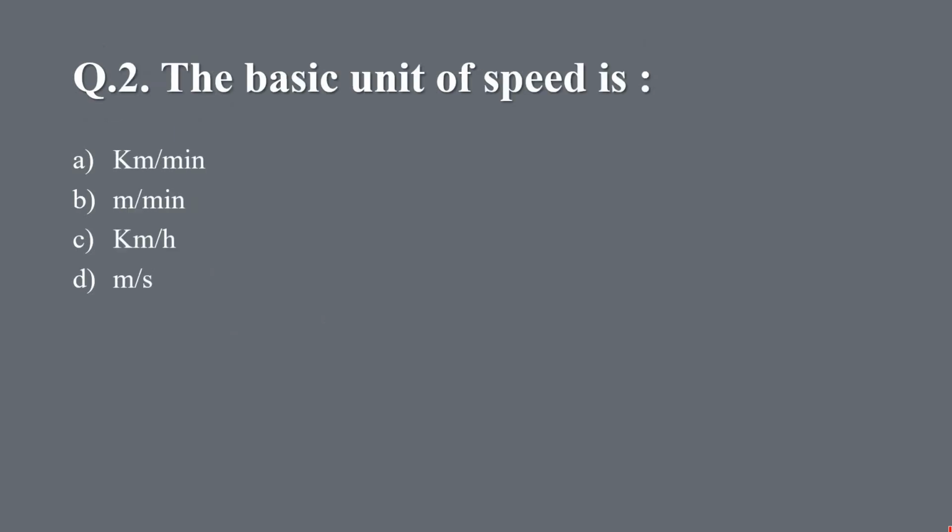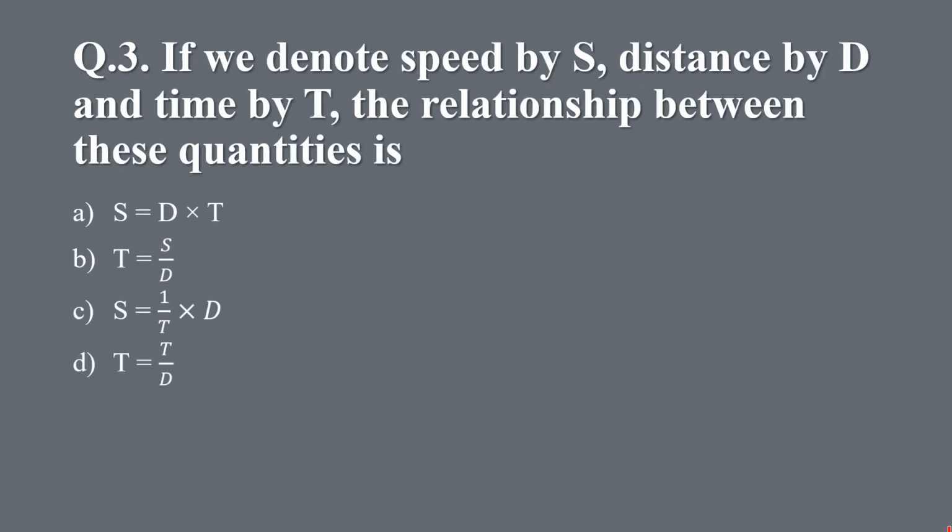Question 2. The basic unit of speed is A. Kilometer per minute. B. Meter per minute. C. Kilometer per hour. D. Meter per second. And the right answer is D. Meter per second.